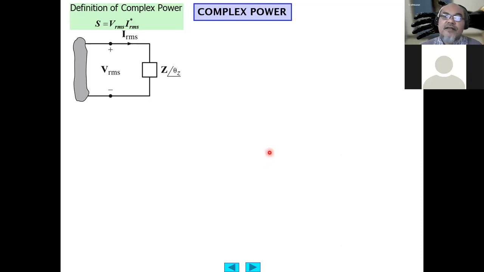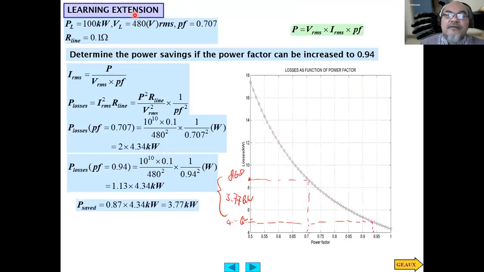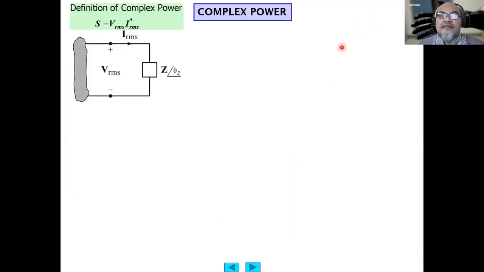Okay, now let's move on to the next concept in this steady state power analysis, which is the concept of complex power. The complex power here is defined as S equals VRMS multiplied by the conjugate of IRMS. So in real power, for example, we have P equals VRMS times IRMS times the power factor. In complex power, it is VRMS times the conjugate of IRMS.